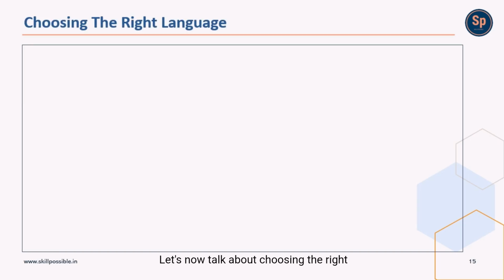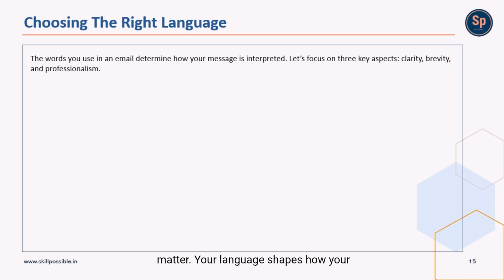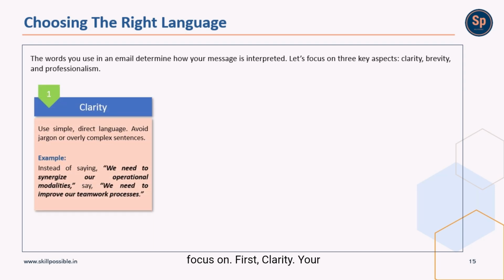Let's now talk about choosing the right language. When it comes to writing effective emails, the words you choose matter. Your language shapes how your message is understood and how you're perceived. Let's look at 3 key aspects to focus on. First, clarity. Your message should be easy to understand. Use simple, direct language. Avoid jargon, buzzwords, or overly complex sentences.